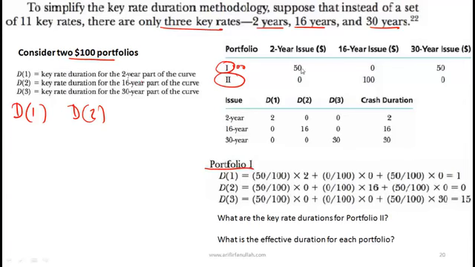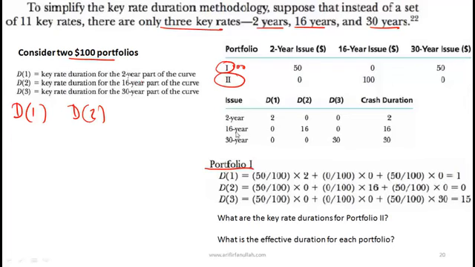It was 50 in the 2-year issue and 30 in the 30-year issue. Do these numbers make sense? As far as the 2-year issue is concerned, what will happen if the 2-year interest rate goes up by 1%? The value of the 2-year bond will come down by 2%. So the duration is 2.